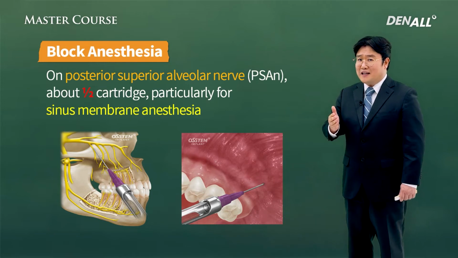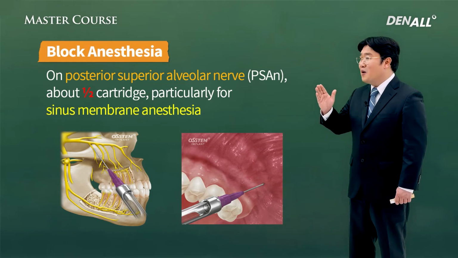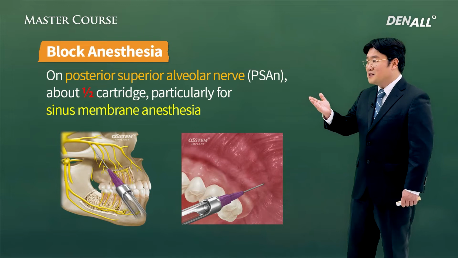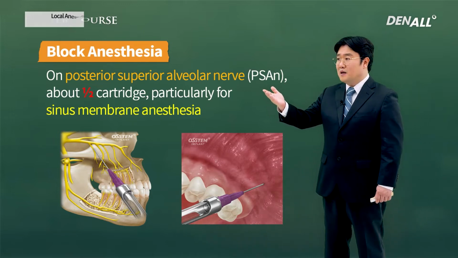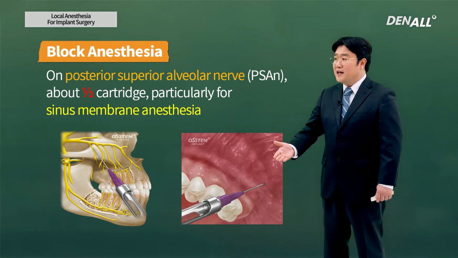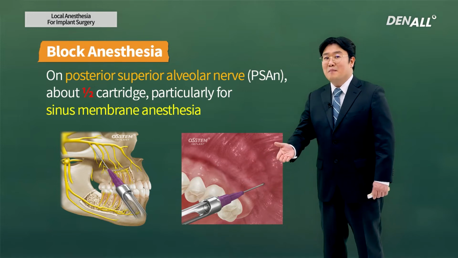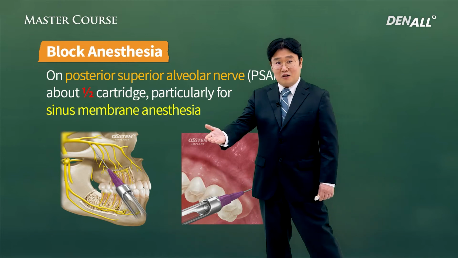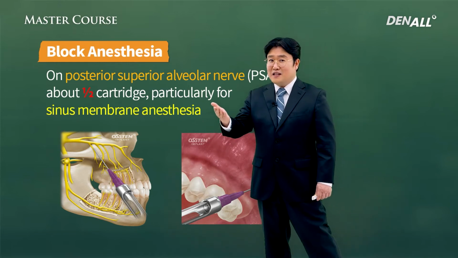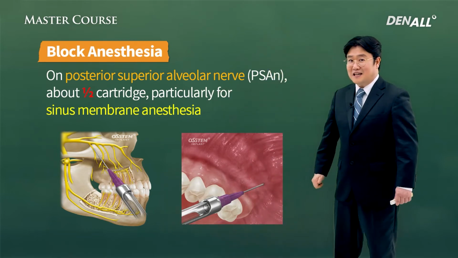When you do implant surgery, the most commonly used block anesthesia is on the posterior superior alveolar nerve. As you can see, over the second or third molar, on the mucobuccal fold, a needle is deeply injected to apply the anesthetic. Compared to infiltration, it is injecting a larger amount to a deeper area.